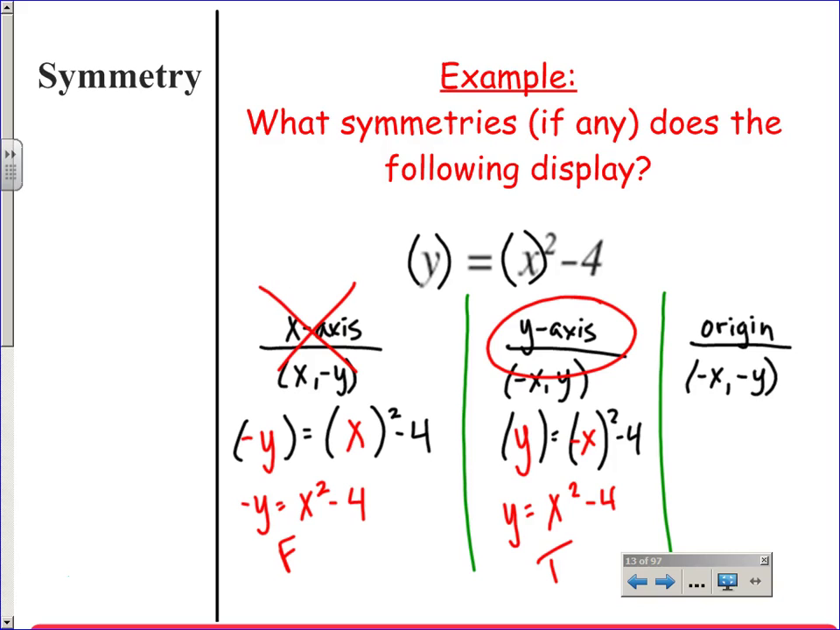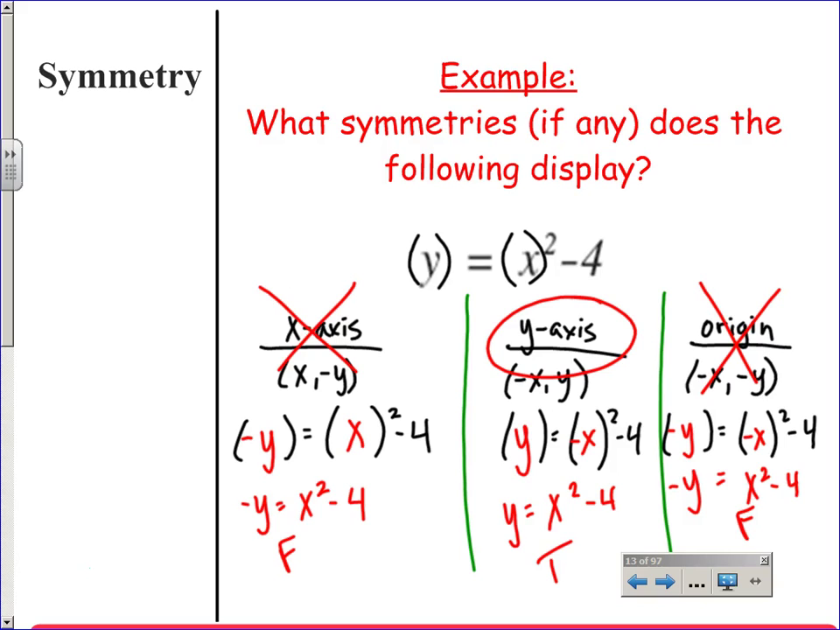Y-axis symmetry. And last but not least, origin symmetry. Do the exact same. It is going to be like the first one, because the negative x is going to become a positive x squared, but the struggle is the negative y. There's no way to magically have that disappear. We can move it to the other side, but then it messes up the other side. It's not the same. Does that kind of make sense how the tests work?